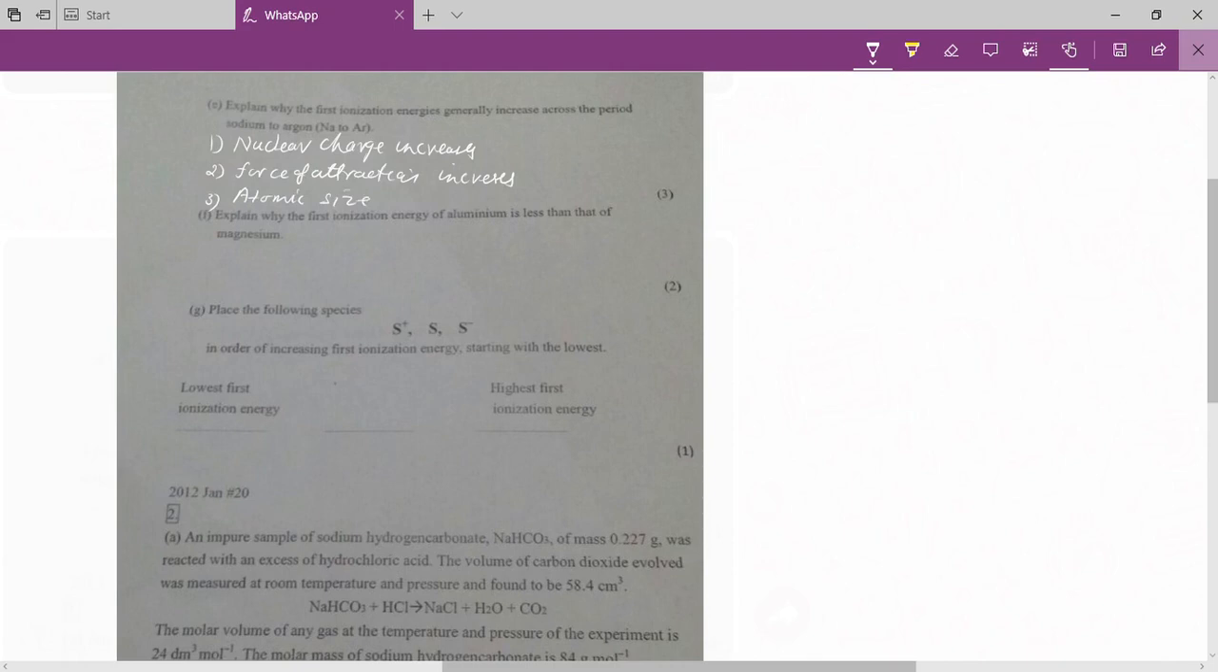Next they are saying that, yeah, you can check that. It may be that your teacher also explained other reasons. So here it is a 3 marks question. That's why I wrote 3 marks, 3 questions, 3 reasons.